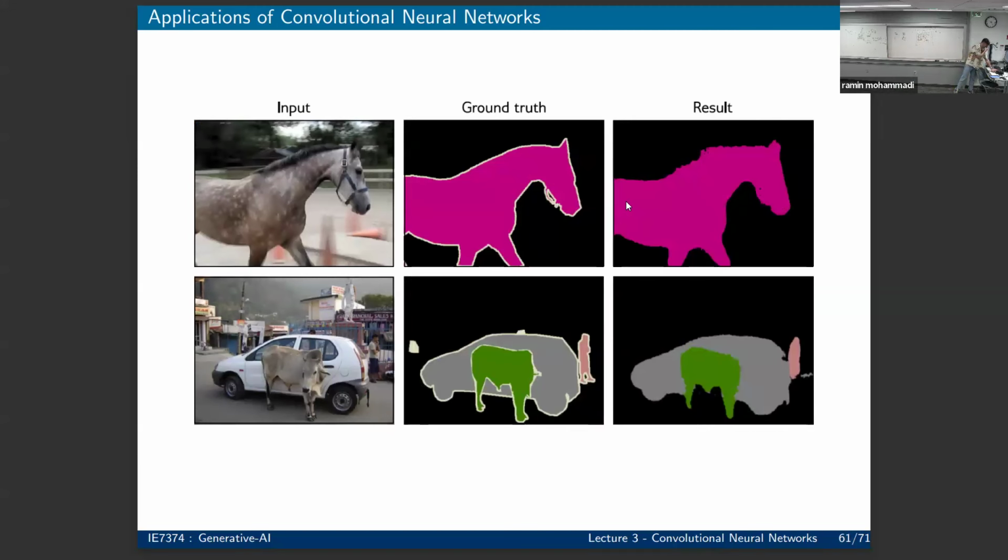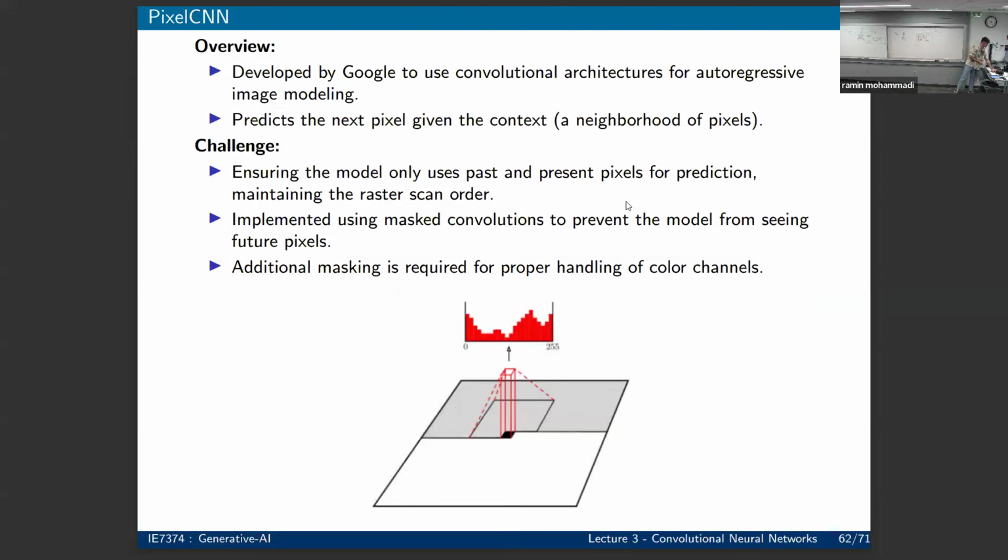And this becomes again for segmentation or object detection. The next thing here is the pixel CNN.